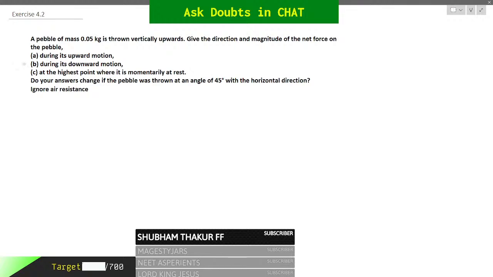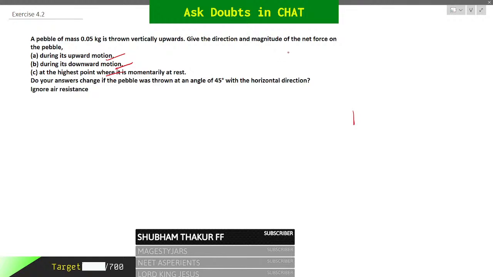Once the body is thrown and the throwing agent has detached from the body, it is on its own, under the influence of gravity and no other force, because there is no self-propelling machine on the pebble. So during the upward motion, the downward motion, or when the object is at the highest position, it is experiencing only the gravitational force.